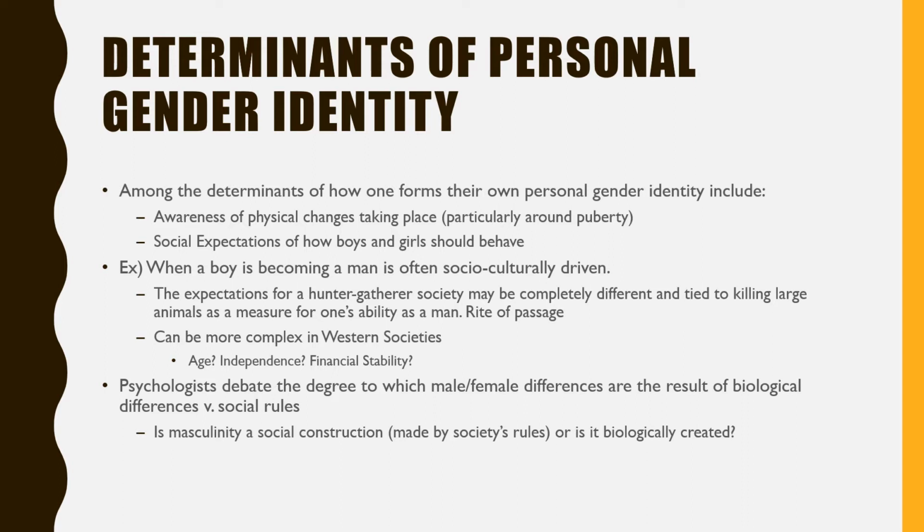So we're going to talk about what determines personal gender identity, and among these include our own personal awareness of physical changes that are taking place, particularly around puberty, bringing us from childhood into adolescence. The other one is the social expectations from society in terms of how boys and girls should behave. So, for example, when a boy is becoming a man, this is often a socioculturally driven thing, right? In a hunter-gatherer society, which we are not part of, the rite of passage might be very clear, right? It may be tied to, for instance, killing large animals as your measure as a man. However, it may be more complex in Western societies.